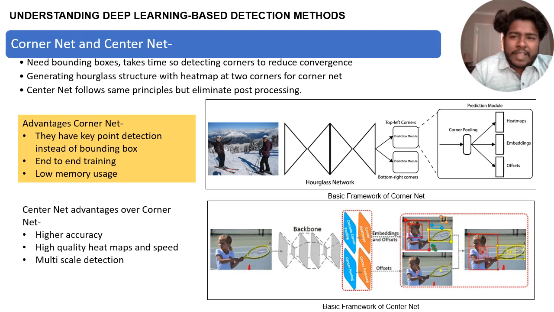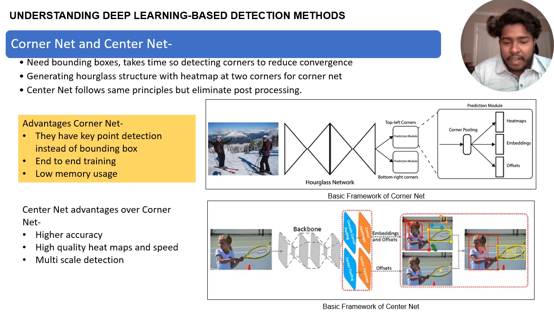The next two methods are kind of similar to each other, and also come under the one stage detectors. I mention those two in one slide. One is CornerNet and the other is CenterNet. For CornerNet, you can see from the framework that it has an hourglass-like network. Also, CornerNet can produce two heat maps at the corners of the images. Because of this, it reduces the convergence in the image. Also, it has a kind of key point detection that can increase the speed of the detection, and also increase the accuracy of the detection.